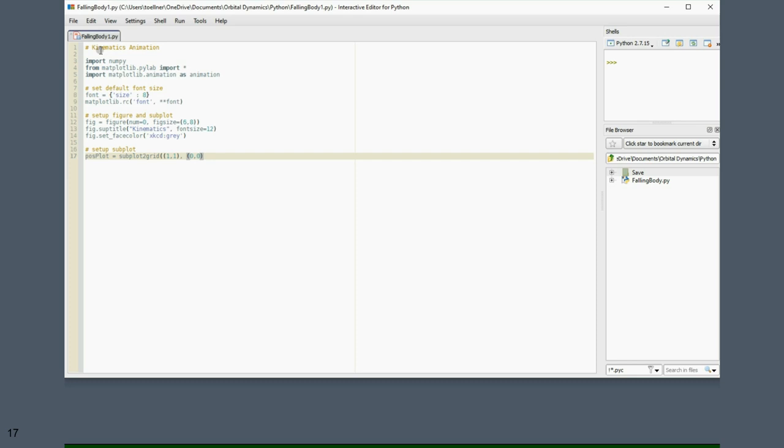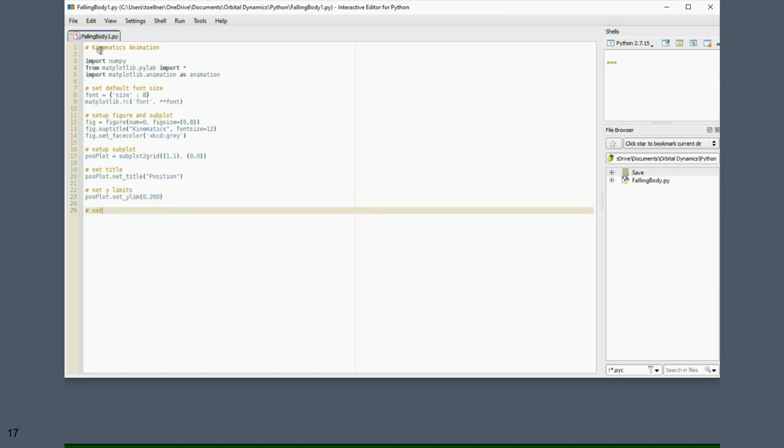And this 1-1 positions the plot in a grid within the figure. Here I set the title for the plot. I'm going to call this position. And here's where I set the Y limits on the grid. And I'll make it 260. Remember, I'm going to drop the ball from 250 meters. And I'll set the X limit to give this some width, which will make more sense in the next animation that I do.